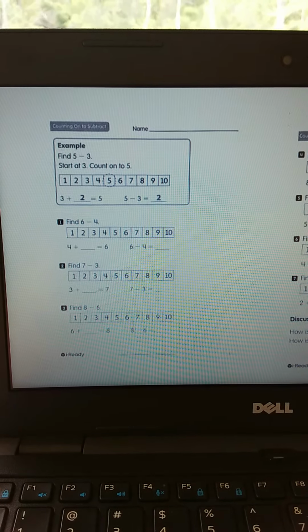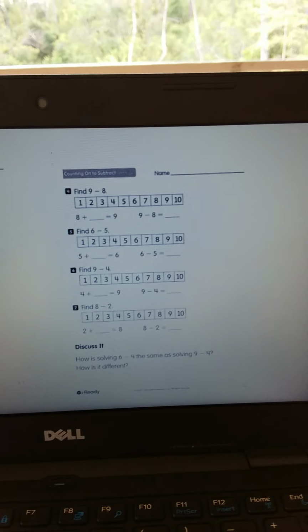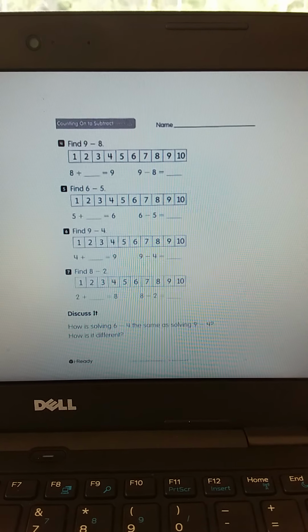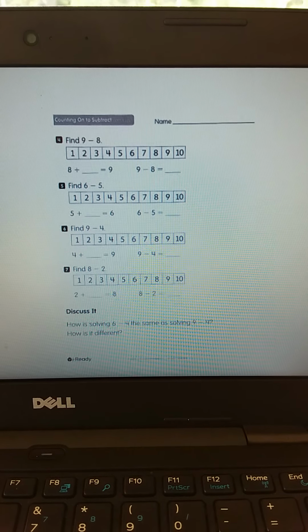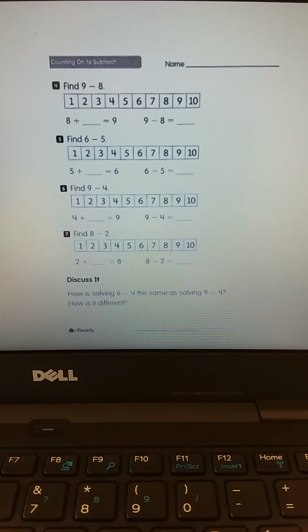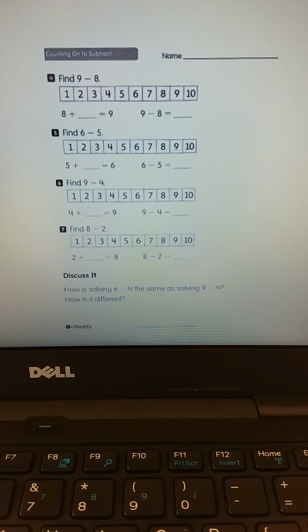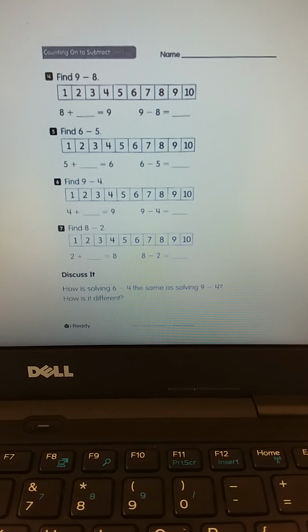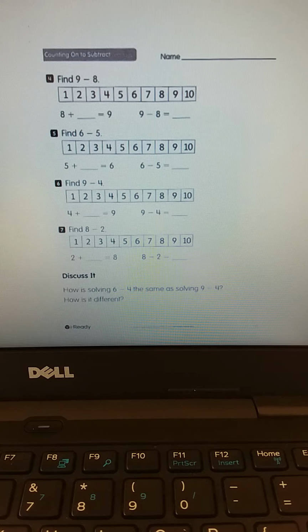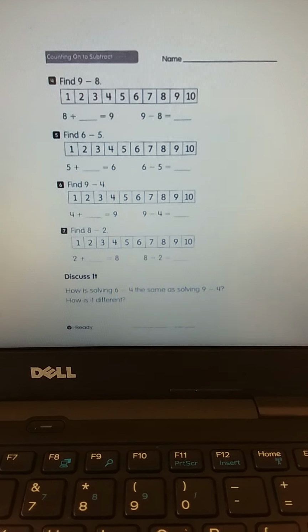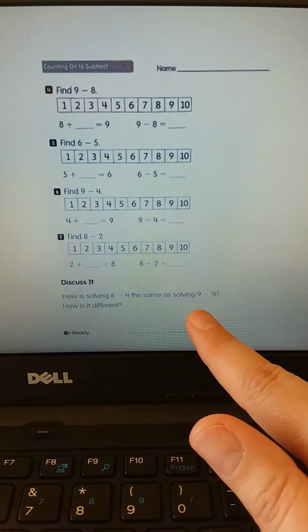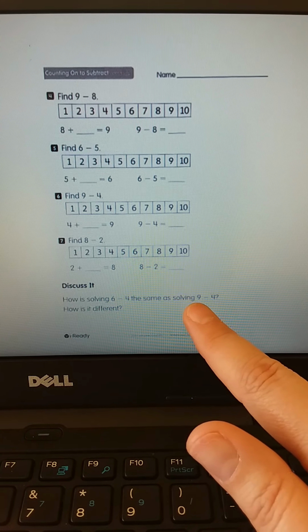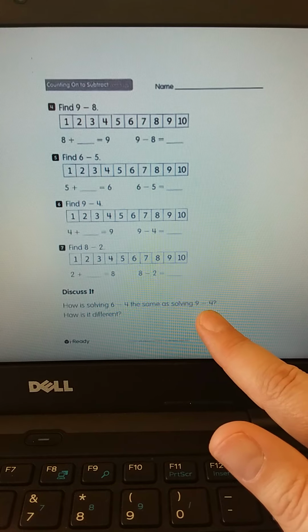Okay, so you have the problems up to 3 on the first page, and on the next page you have question numbers 4 through 7. I'm going to let you do those on your own. And at the bottom it says, how is solving 6 take away 4 the same as 9 take away 4? How is it different? Okay, well, you know that 6 here is your whole and 4 is your part that you're taking away. And for this problem, your whole is 9 and 4 is the part you're taking away.